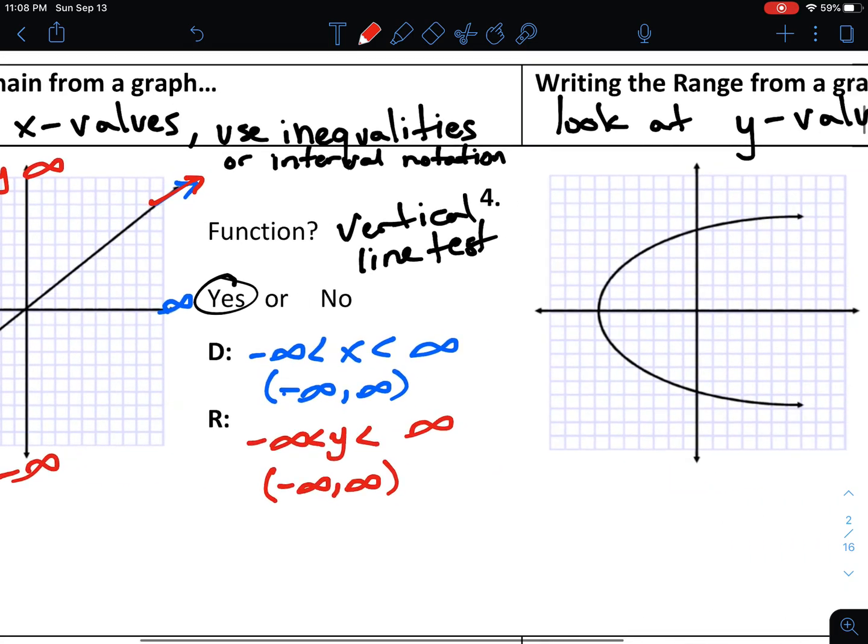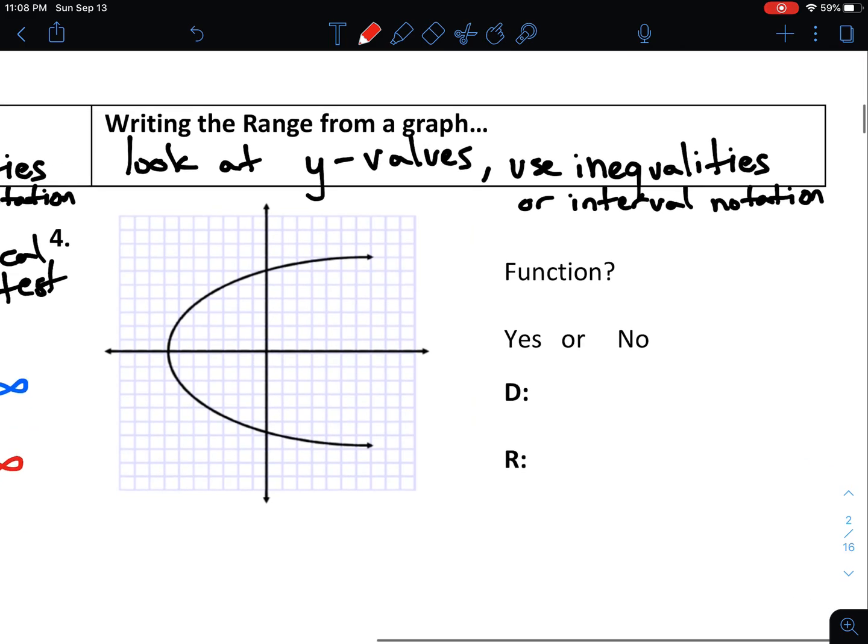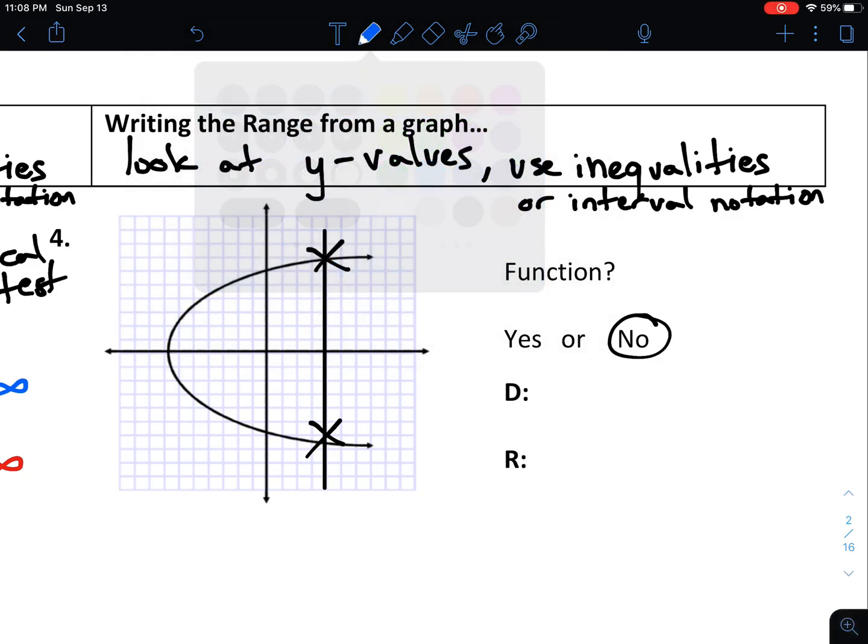Okay, let's take a look at another one. So on this next graph, on number 4, first thing we need to decide, is this graph a function? If I draw a vertical line through it, it should only cross once. This time, it crosses more than once, which is a problem. No, this is not going to be a function. However, we can still talk about its domain and range.